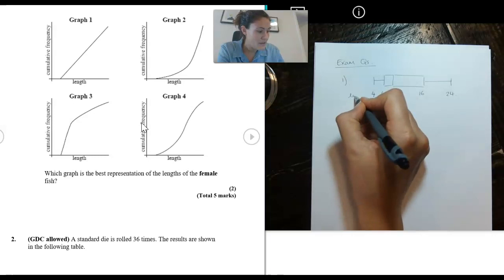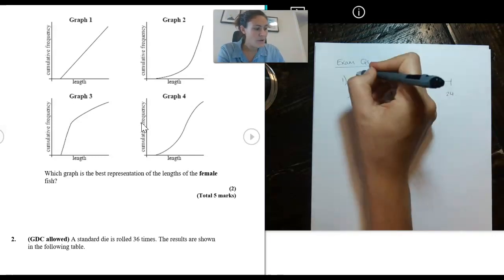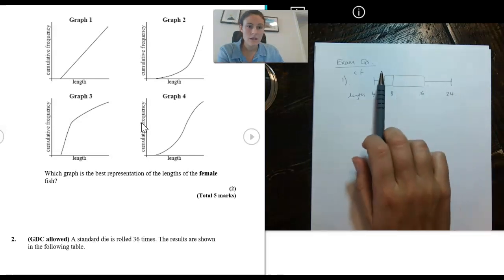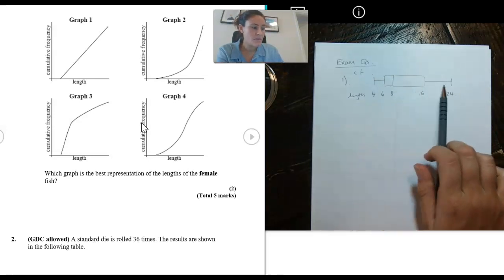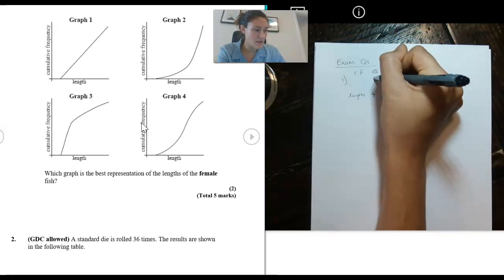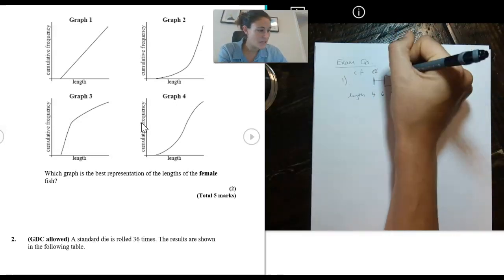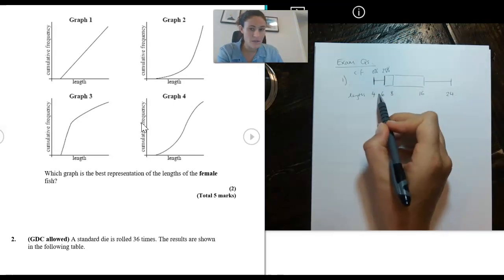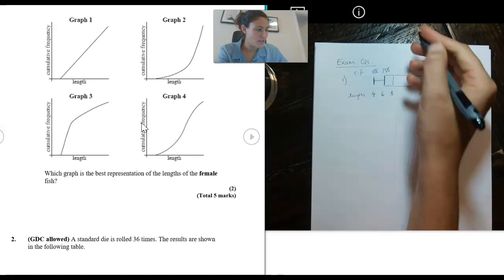So here I've got my lengths, right? And if I'm talking about my cumulative frequency, the box plot cuts up my data into quarters. Okay, so here is basically 0%. My lowest value would be 0%, and here would be 25%. So 25% of these fish are between 4 and 6.